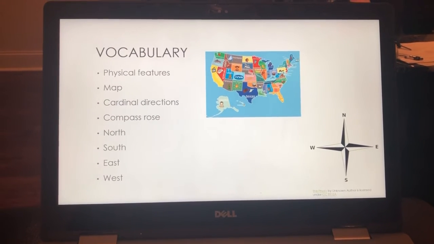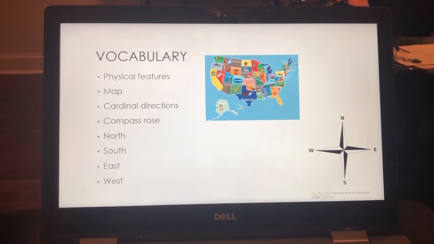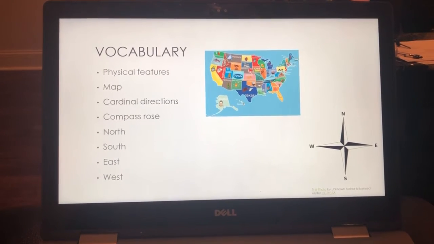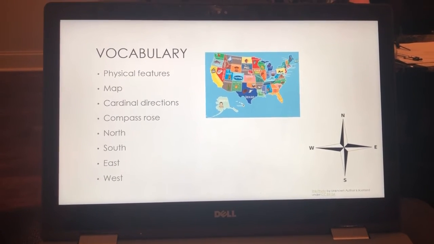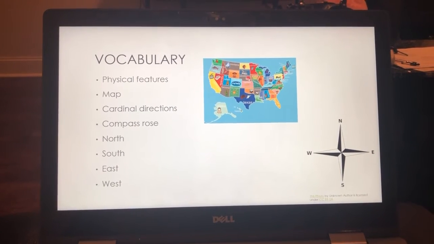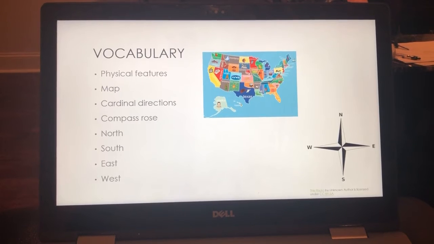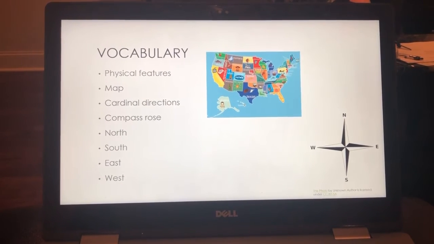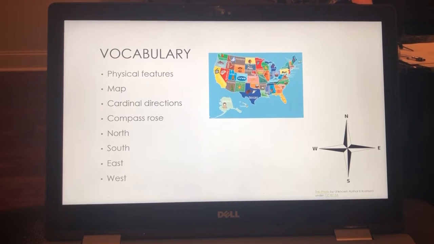Okay, now that we have watched the video, these are some of the words that you heard in the video. Physical features, map, cardinal directions, compass rose, north, south, east, and west. Based on what you know, including what you learned in the video, what are your definitions of these words?